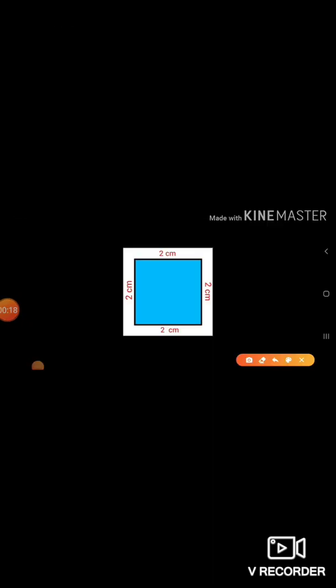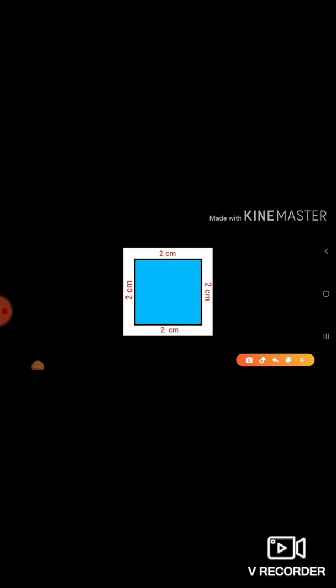So I think you have come across a square and a rectangle. See, in a square you already know that all the sides are equal. See here I have taken a square which is of 2 centimeters each side. So the length of each side, if we see, how much is it? 2 centimeters.